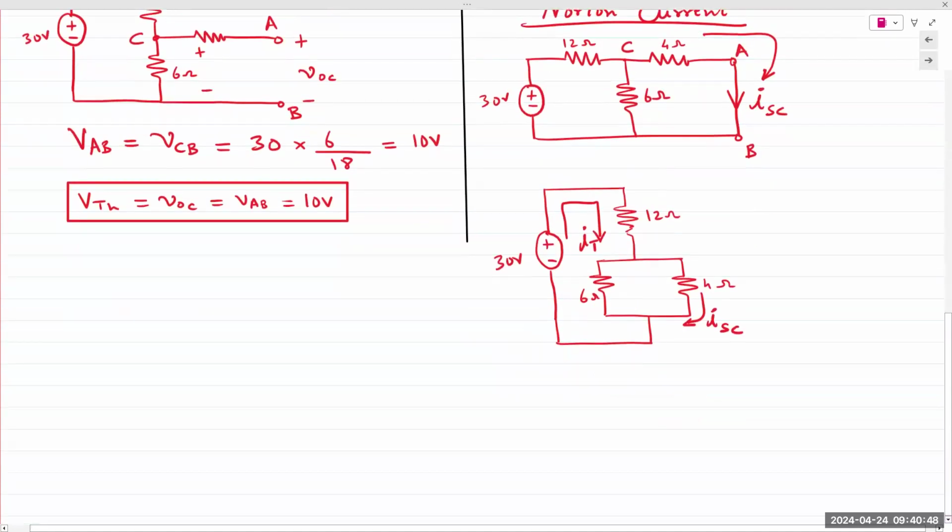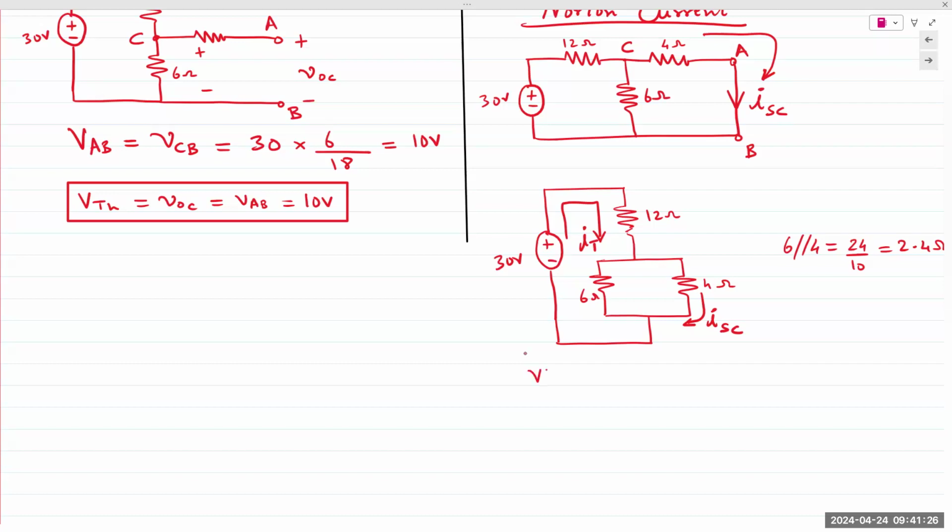Okay, so let's see. 6 and 4 in parallel. 6 times 4 is 24, divided by 10, gives me 2.4 ohms. Well, we can do the same thing we did earlier. We have 2 resistors in series, 12 ohms and 2.4 ohms. Does everyone see that? 12 and 2.4. Then apply voltage division, find the voltage across that 2.4 ohm combination.